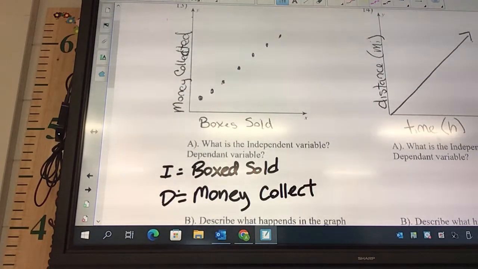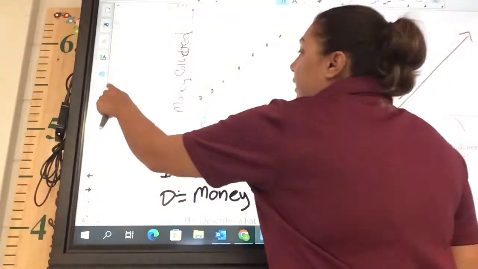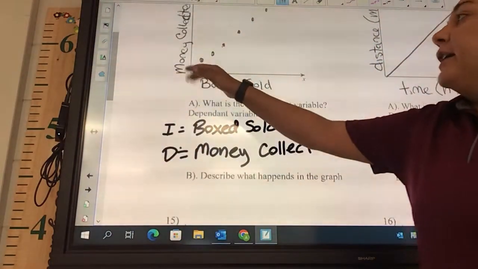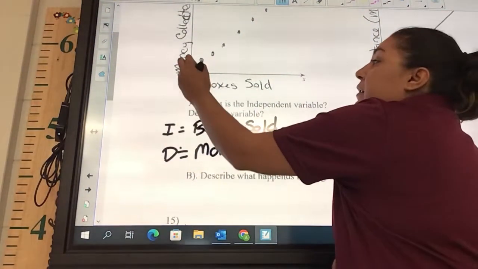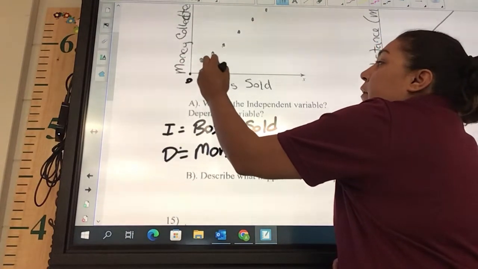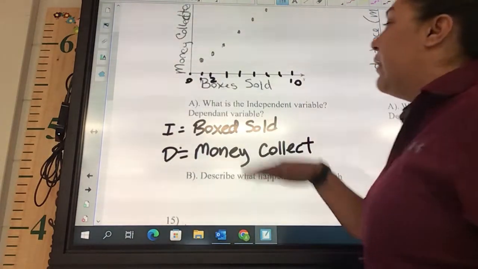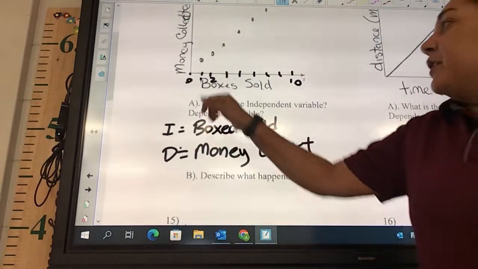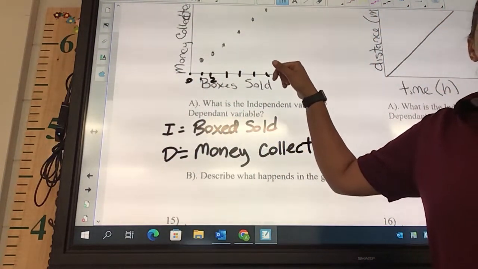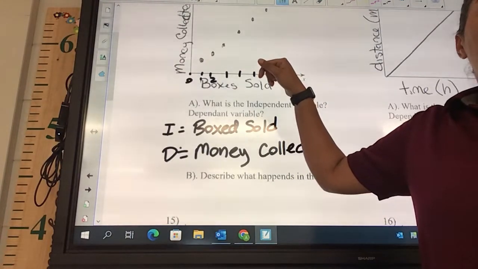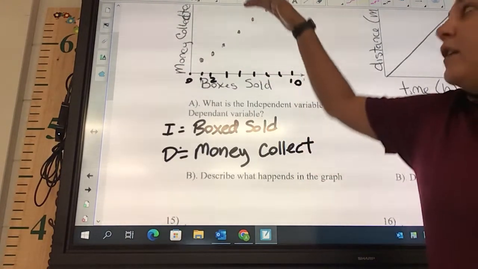Then they want you to describe what happens in the graph. Here's what I can tell you. The X, this part, is always going to increase because technically this is like 0, 1, 2, and it goes all the way up to 10, 100, whatever. So the more boxes sold, what happens to the money? The more money you get.